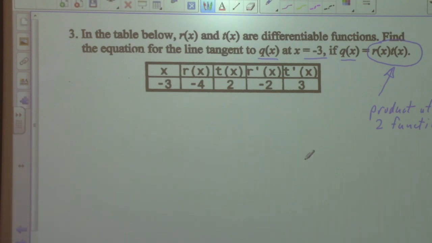So what things are you going to need to create a tangent line? Or a line? Slope and a point. A slope and a point. Okay, so slope and a point. Well, do we have any of this information here? I don't know.